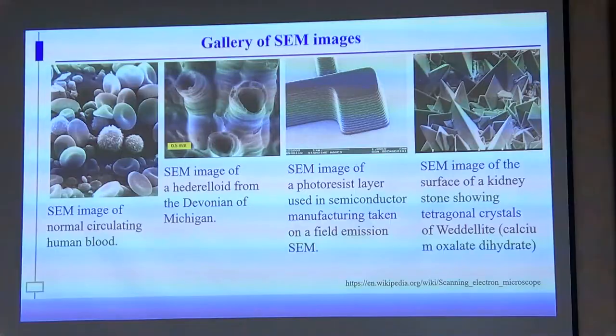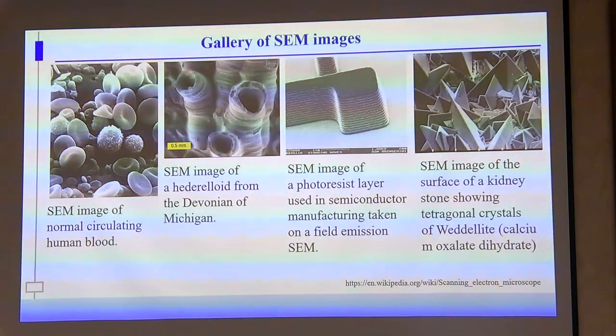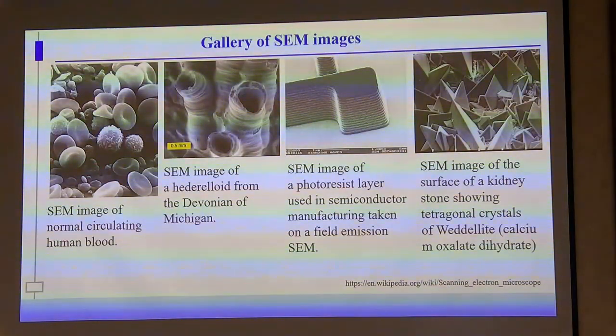So here are some very standard samples showing the application of SEM images. Like the last one, that is about calcium oxalate hydrate. These pictures are of what is called a kidney stone. Then we have this SE image of the photoresist layer, so you can see the number of layers here. And then in the first case, for example, you have normal circulating human blood cells. So this is very standard.